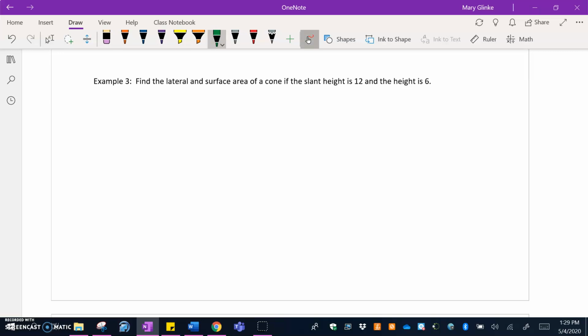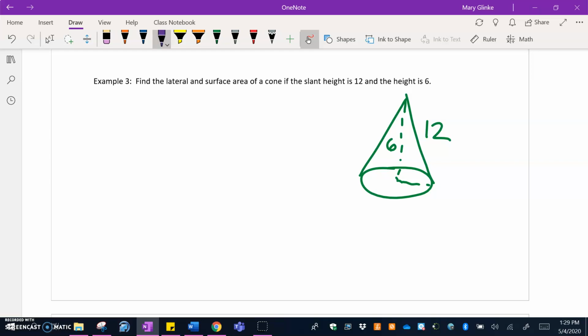It says find the lateral and surface area if the slant height is 12 and the height is 6. So here our slant height is 12 and the height of the cone is 6. So we can go ahead and find our radius here. There's many different ways to do that. This is a right triangle, so you can use the Pythagorean theorem, or you can notice that with the right triangle here, one side length is double the other, which is going to make this a 30, 60, 90 triangle because the one that's double is your hypotenuse. Either way, when you do the Pythagorean theorem or look at that, you're going to get 6 root 3, and it would be a 30, 60, 90 triangle.